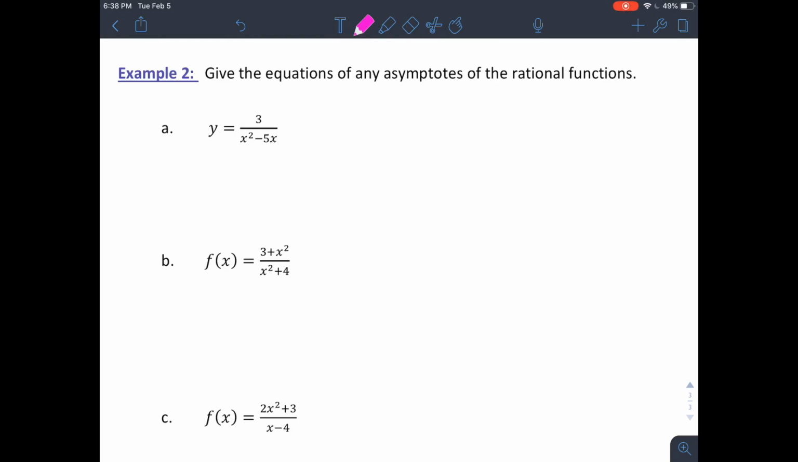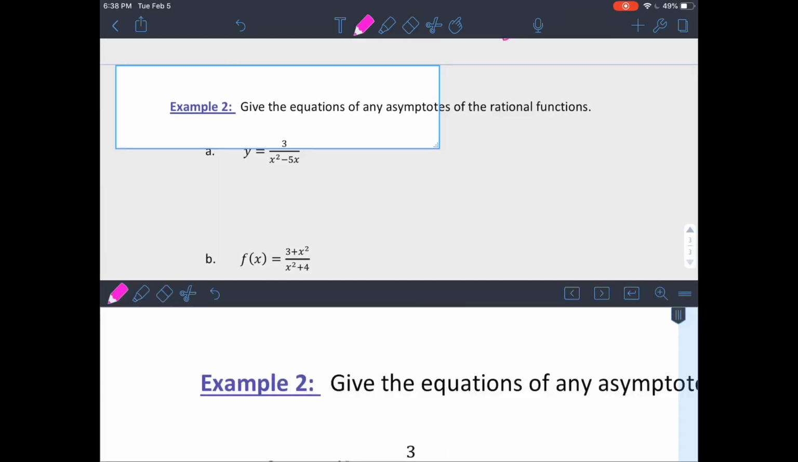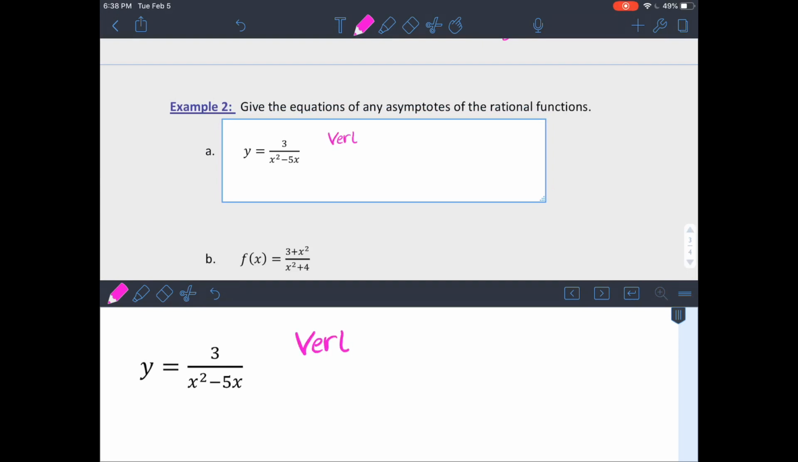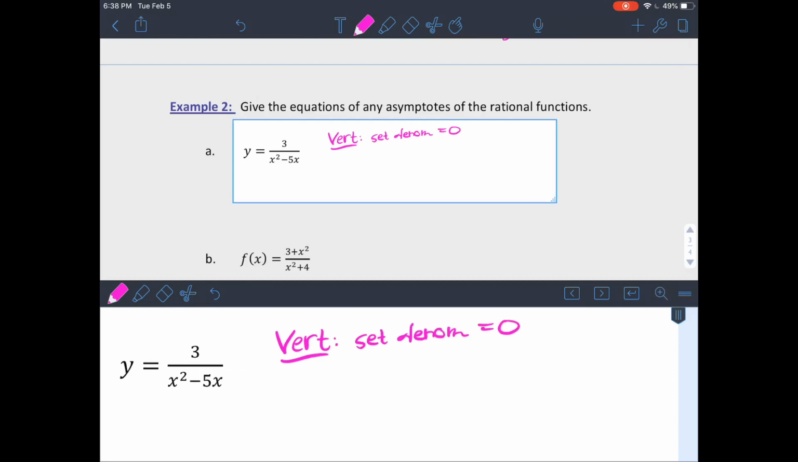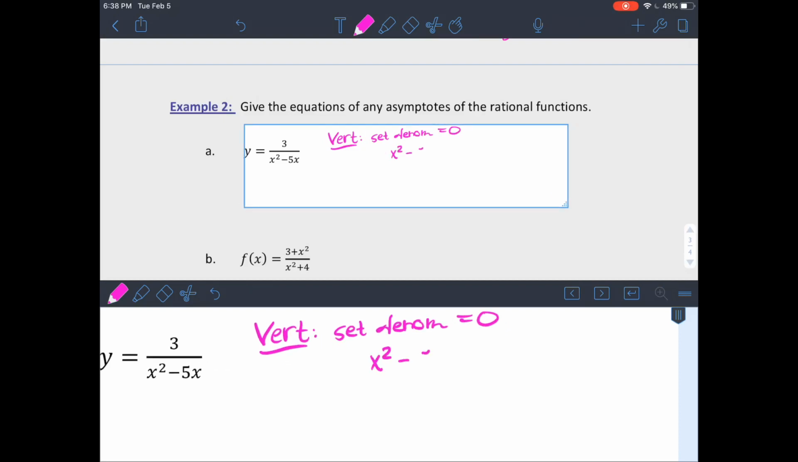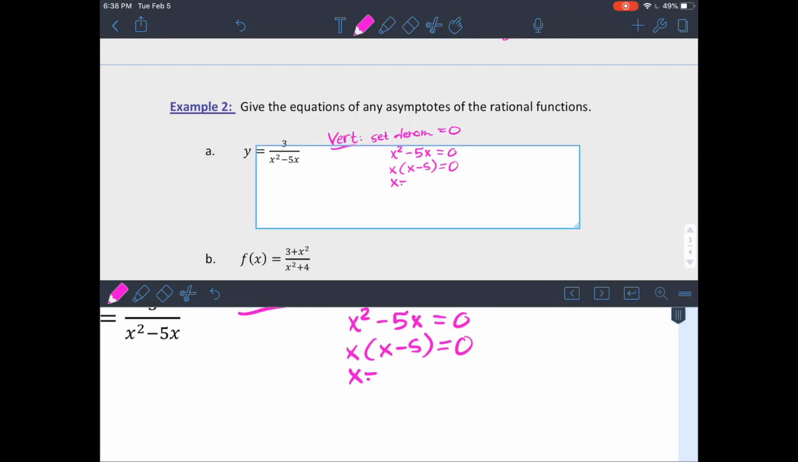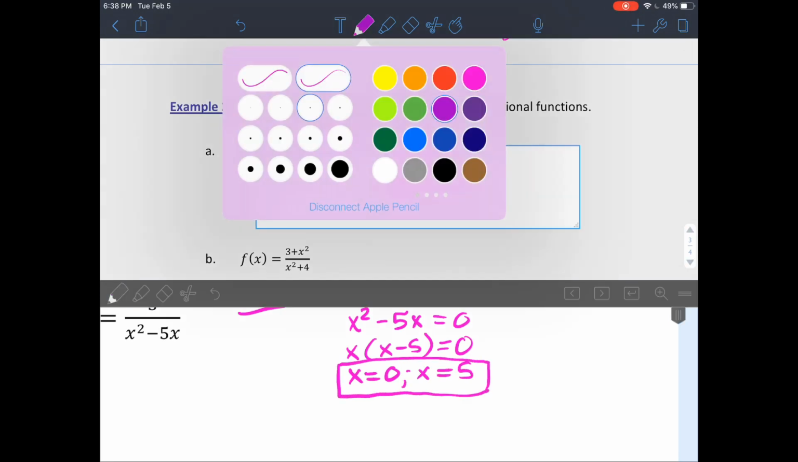All right, so let's find all the asymptotes of these rational functions. I'm going to start with the vertical. To find your vertical, remember, if you set your denominator equal to 0, and determine any values for x that make it undefined. In this case, I could factor out an x. I end up with 2 vertical asymptotes, one of x equals 0 and one of x equals 5.